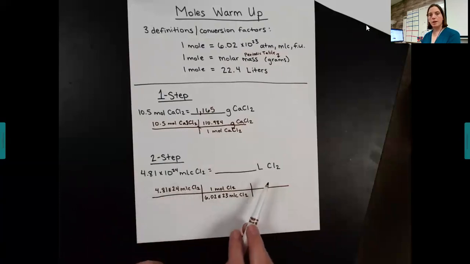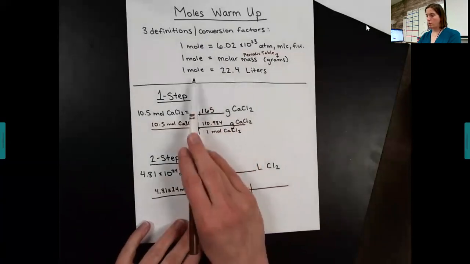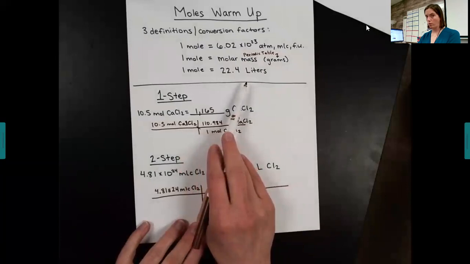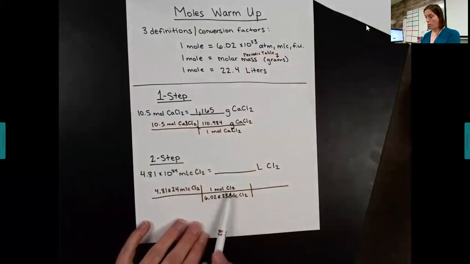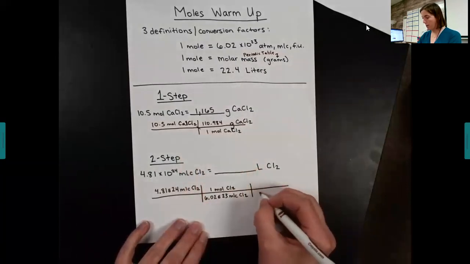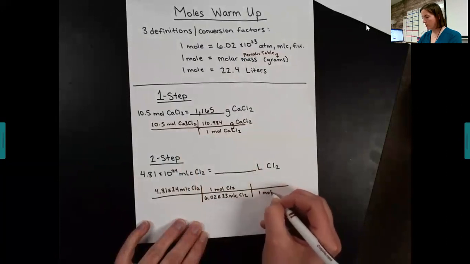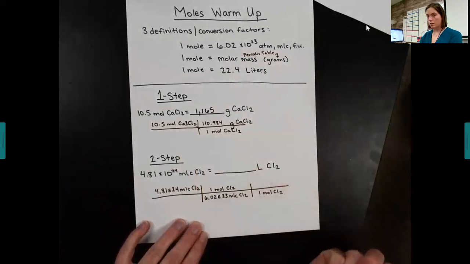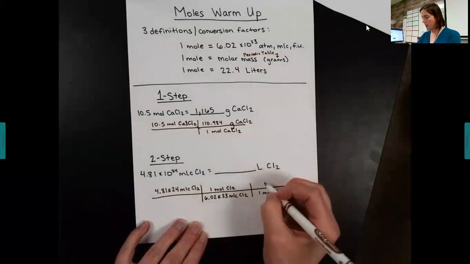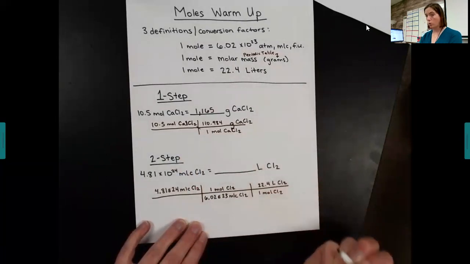All right, now it's asking me to find liters. Okay. Well, with liters, we know that 1 mole is 22.4 liters. Since I have 1 mole on top right here, that means it has to go on bottom of the next track. So 1 mole of chlorine, and this is for every 22.4 liters of chlorine.